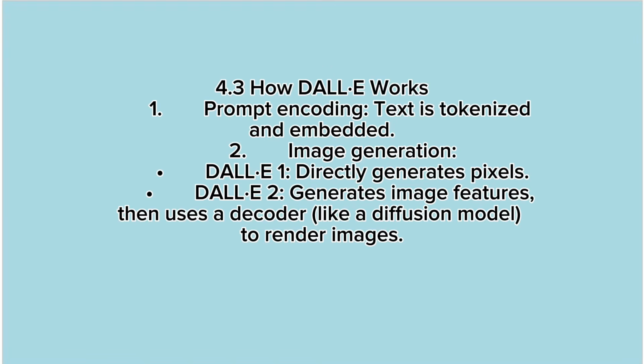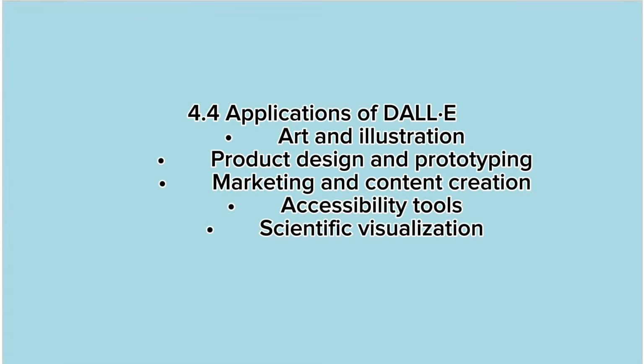4.3 How DALL-E works. 1. Prompt encoding. Text is tokenized and embedded. 2. Image generation. DALL-E 1 directly generates pixels. DALL-E 2 generates image features, then uses a decoder like a diffusion model to render images. 4.4 Applications of DALL-E. Art and illustration, product design and prototyping, marketing and content creation, accessibility tools, scientific visualization.